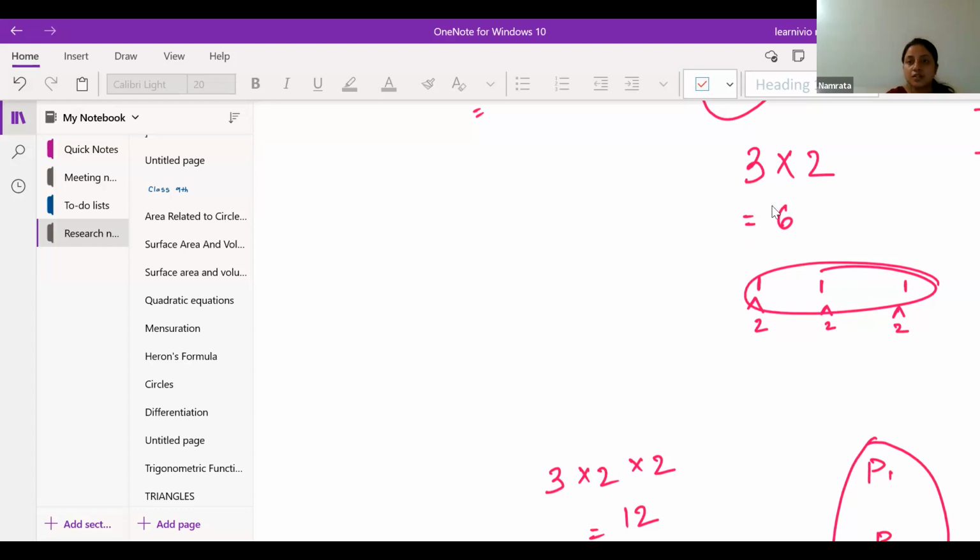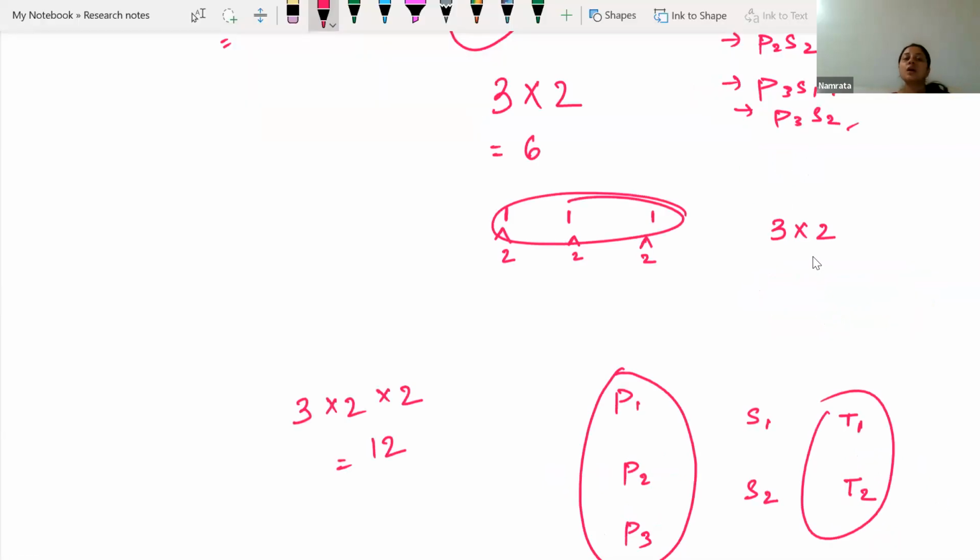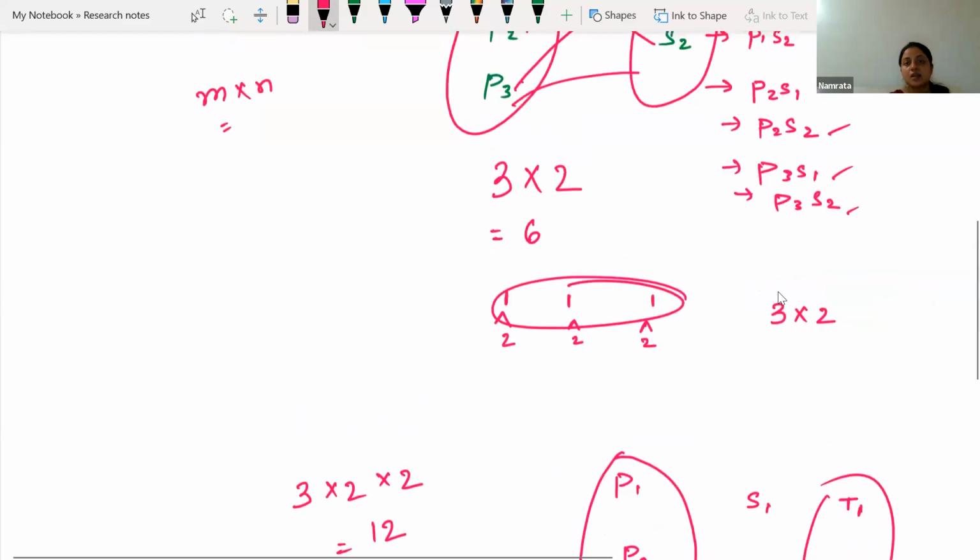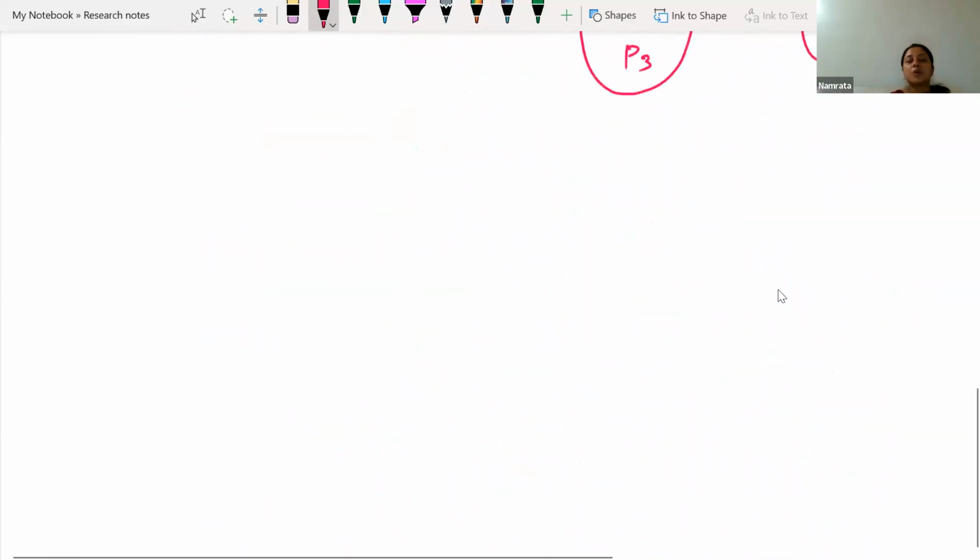First, we will be discussing permutations, how to find the permutation by using the above principle, that is the fundamental principle of counting, and how we are going to use it. Let's take a few questions and understand the application of this rule with the help of questions.